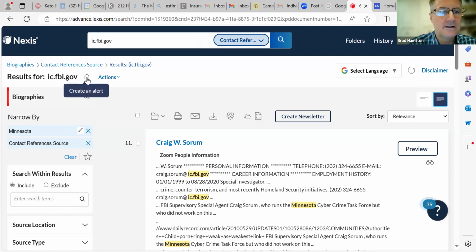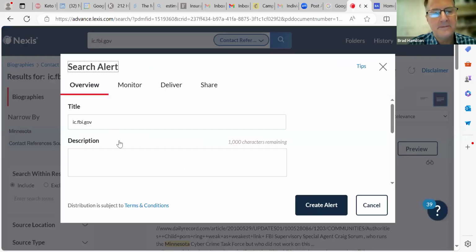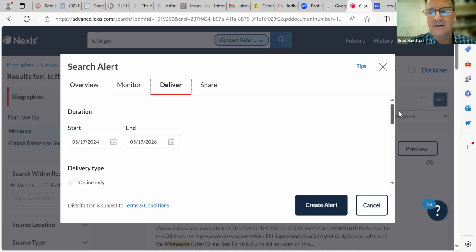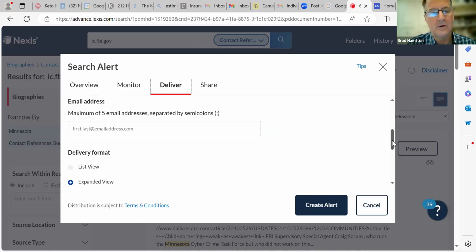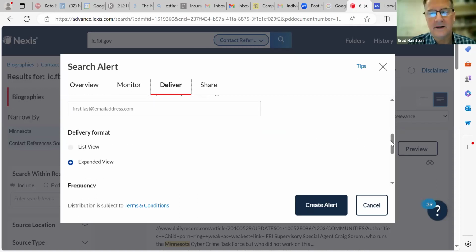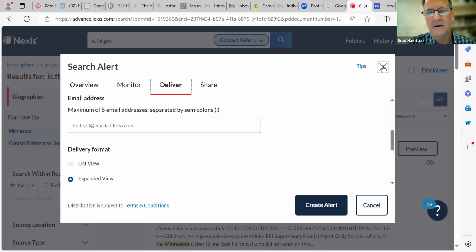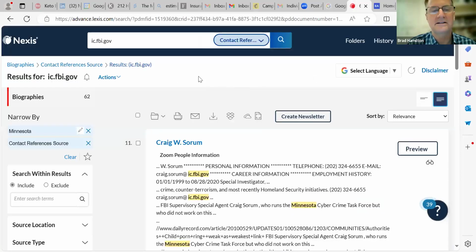You can set up this little alert over here, and then you basically title it, and then you can create an alert that is based on all of the things that you did to get to that point. By the way, you do have to go to this deliver thing before you can actually do it. It's asking you, well, how long do you want me to run the search for, right? And also, where should I send it when I get these results?